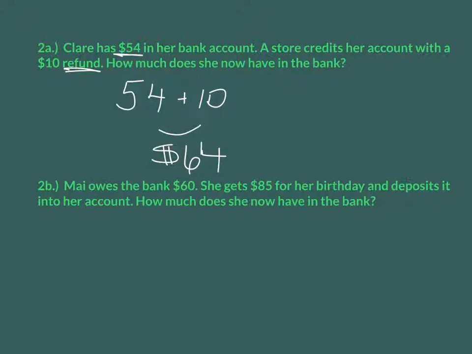Next, May owes the bank. Owes. That means this is a negative number. So I'm going to right now do that because that's where we're starting. Negative 60. She gets $85 for her birthday. Now she's getting that money and it's for her birthday, so I imagine that that's a positive number. So we're going to add positive 85 to that. And she deposits it in her bank. We kind of already assumed that. How much does she now have in the bank?